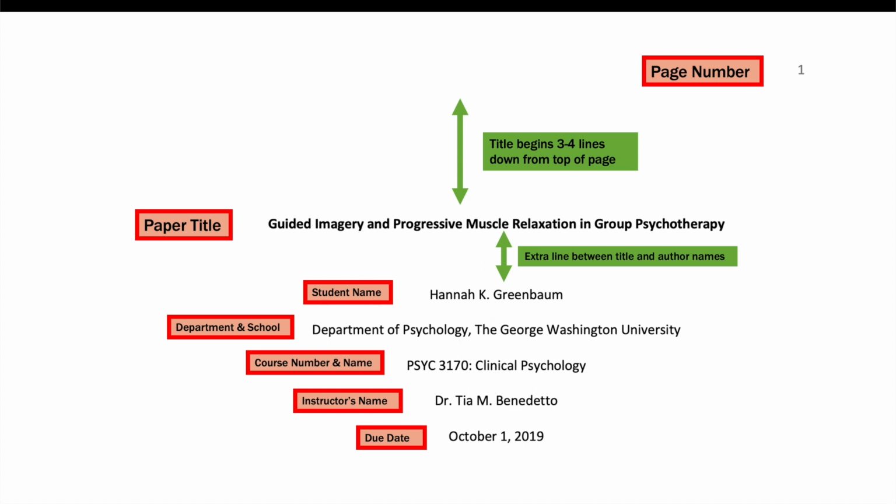Your name should go next, followed by the department and the school. In this instance, the department would be whichever department your course is located within, and the school would be Broward College. The course number and name are located on your syllabus in addition to the instructor's name. The due date for your assignment is the date that you will use, not the date that you are working on the assignment.